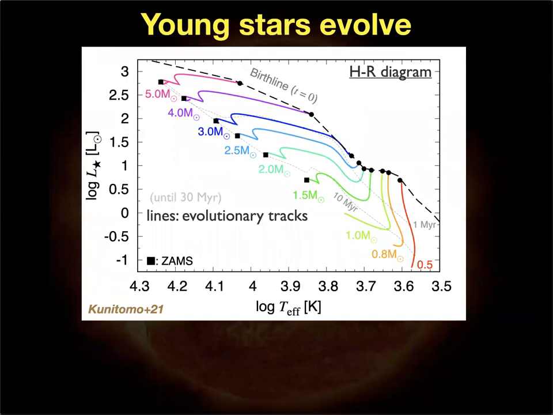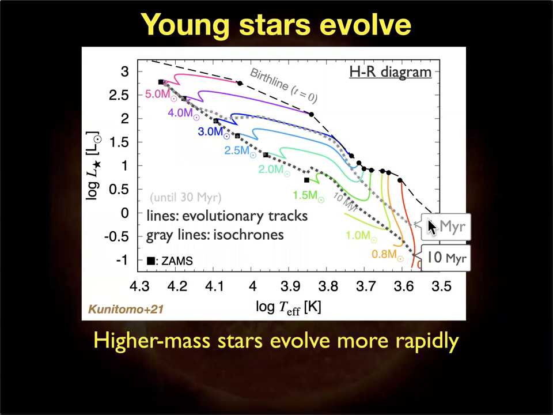And in this figure, I'd like to show the evolutionary tracks in the HR diagram from 0.5 to 5 solar mass stars. The horizontal axis is effective temperature, and the vertical axis is luminosity. And the dashed line here shows a birth line where pre-main sequence phase starts. So here, the stellar age is 0. And the dash-dotted lines show the 1 million year and the 10 million year isochrones.